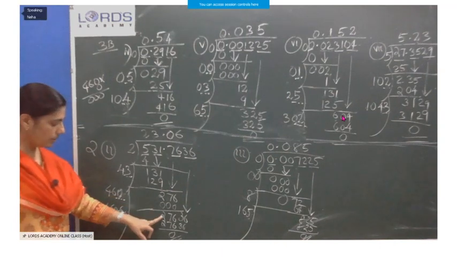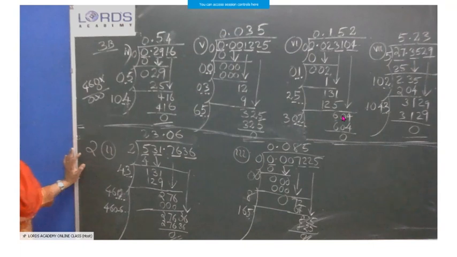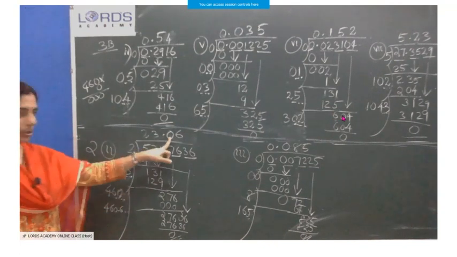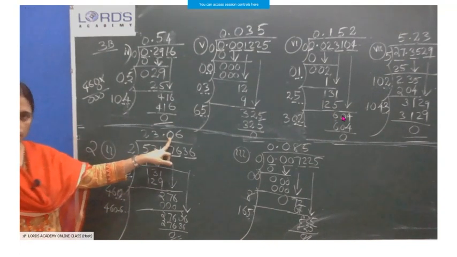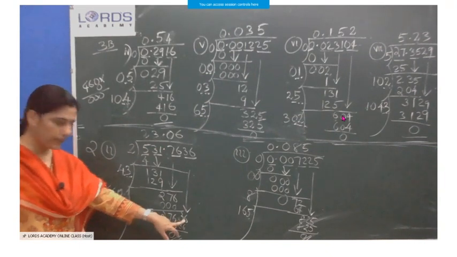Then subtraction 276. Then 36. Hope that's clear. Even 1 is not possible. So I kept 0. So the same 0 I kept here. Then 460 into 0, 0. Subtraction 276. 36 brought down.